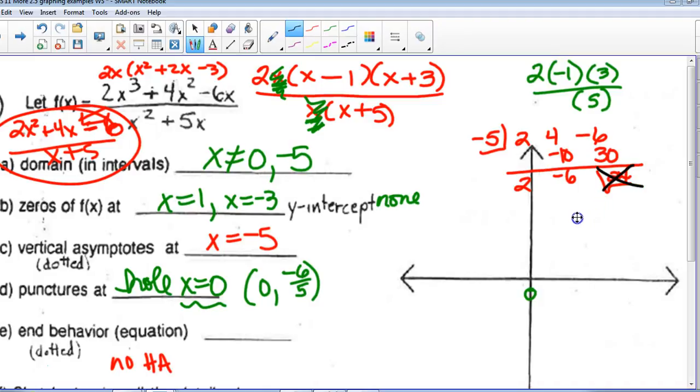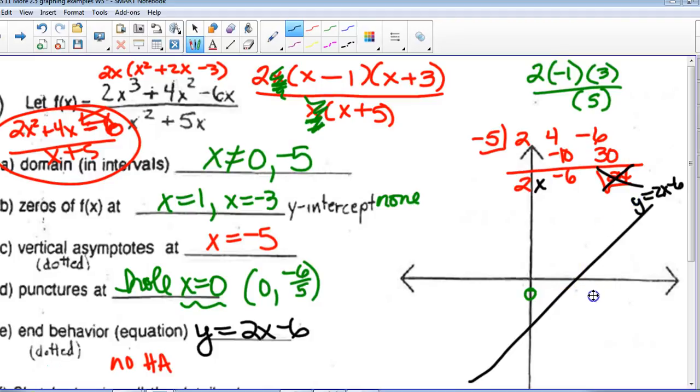So what is the end behavior equation? y equals 2x minus 6. Okay, 2x minus 6 looks like that. I'm just making something up. y equals 2x minus 6. There's our end behavior. There is a vertical asymptote somewhere, though. Where? There is a hole on the y-axis, but there are zeros where? 1 and -3. So I'm guessing there's a piece over here. What do you think?